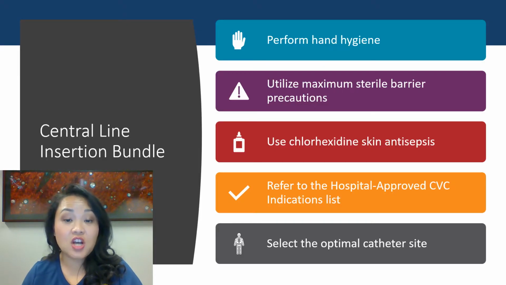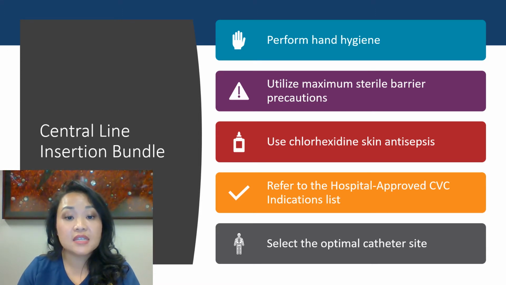Preventing infection and complications are key. Use the central line bundles for insertion, care, and maintenance for CVCs. The bundle approach is most successful when all elements are executed together in an all or nothing strategy. There are 5 key components to the central line insertion bundle.